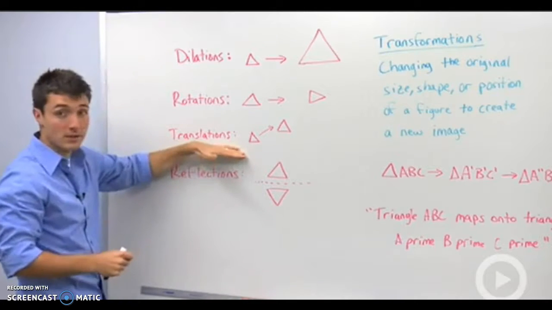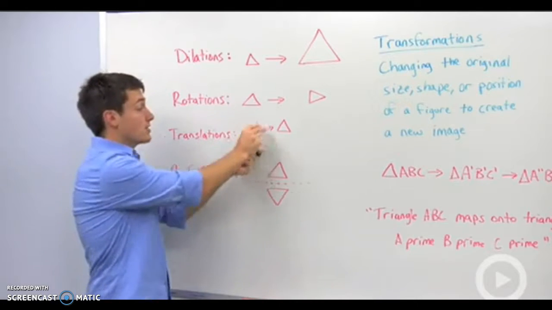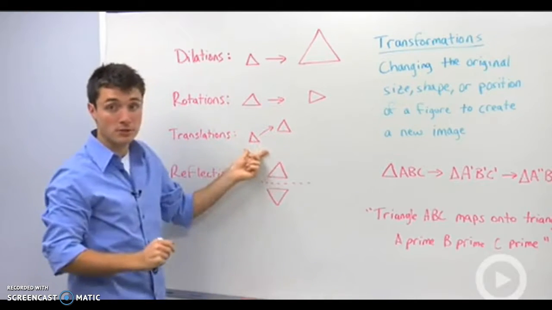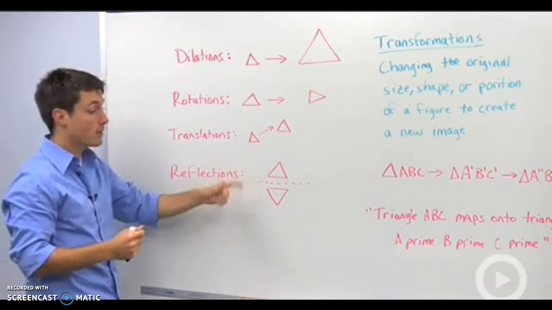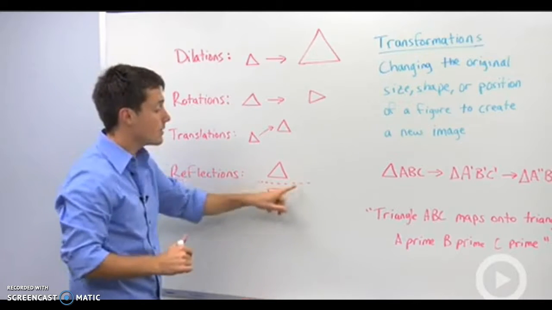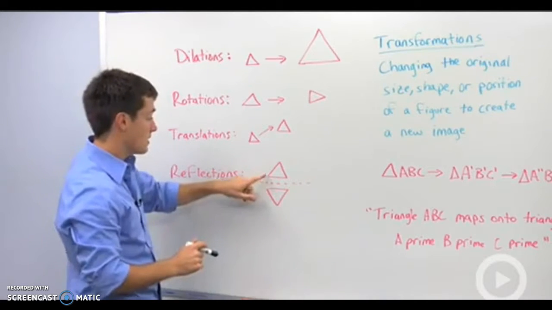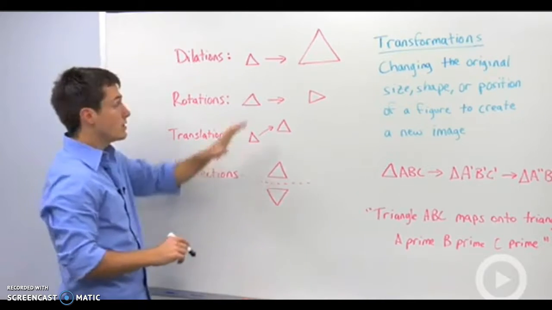The next type is a translation, or sliding it. So basically you're going to have a figure, and you're going to slide it in some direction. And the last type of transformation is a reflection, or flipping it. So with a reflection, you're going to need a line that you are reflecting. So notice, here I reflected this triangle over this dotted line.